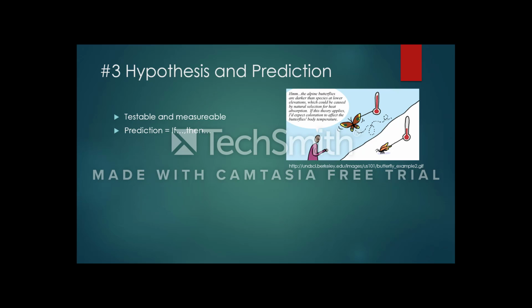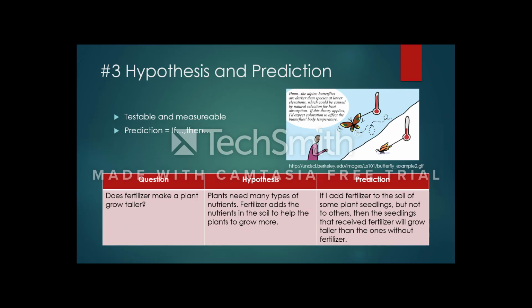When we have developed a hypothesis, we can then predict what may happen if we conduct an experiment. Typically, predictions follow an if-then framework. Below is a chart to help guide you with an example of a question, hypothesis, and prediction. Pause the video to read through the chart.